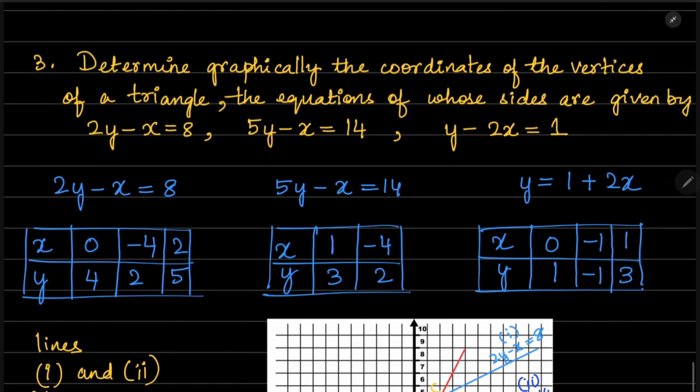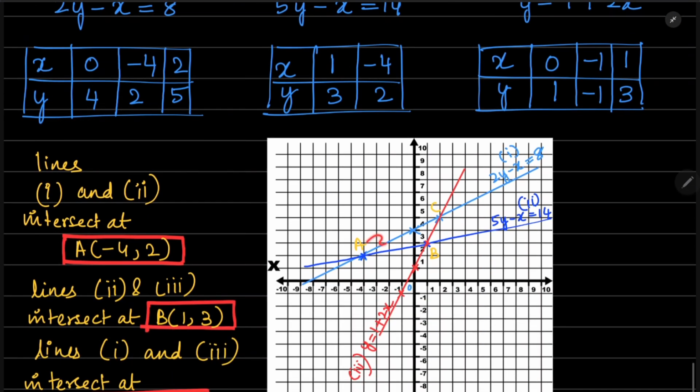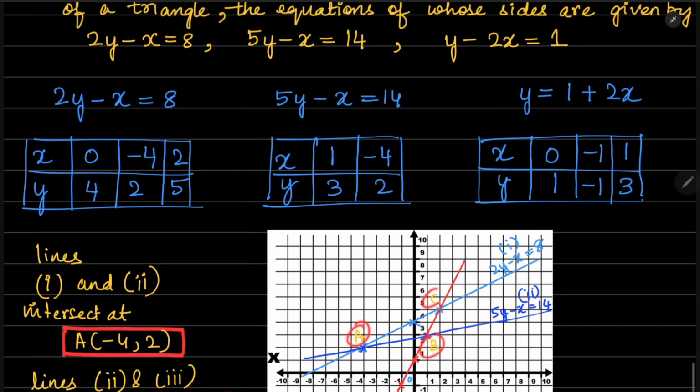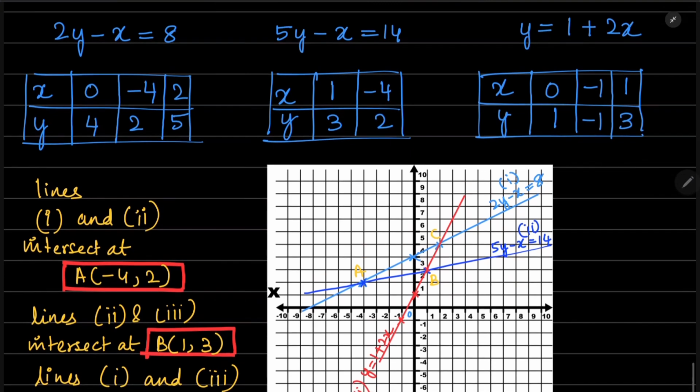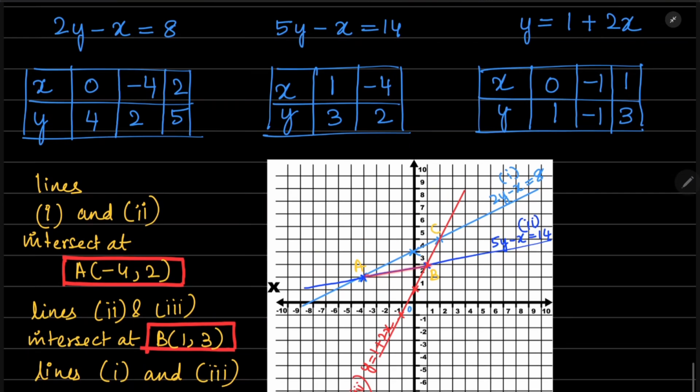Read the question again. Determine graphically the coordinates of the vertices. Vertices are these A, B and C. Vertices of the triangle, the equations of whose sides are given. This was the first side of the triangle, which is this line. Then one of the sides is this second straight line, and the third side of the triangle is the third straight line. So this triangle is formed by all the three lines, isn't it? And each straight line is given by these linear equations.